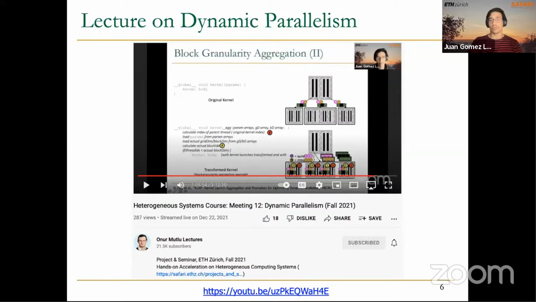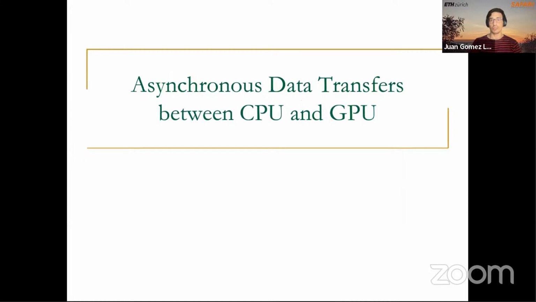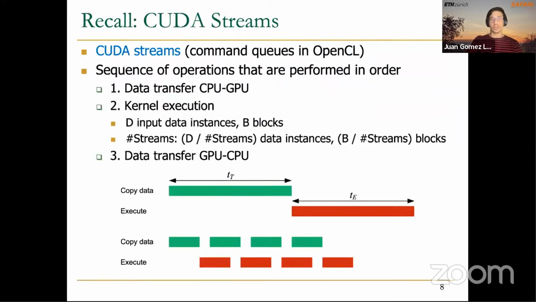In this lecture, by the way, we also talk about an important feature of CUDA, that are the CUDA streams. And now we are going to talk as well about CUDA streams as a way of optimizing the communication between the host CPU and the device or GPU, and how to handle asynchronous data transfers in order to handle this communication more efficiently. But very briefly, let's recall what CUDA streams are.